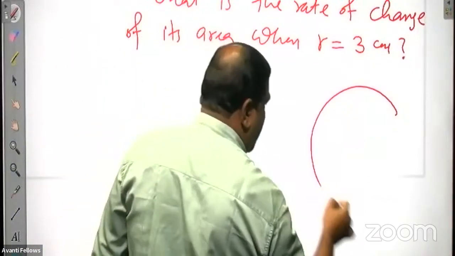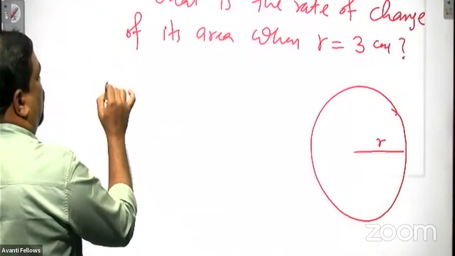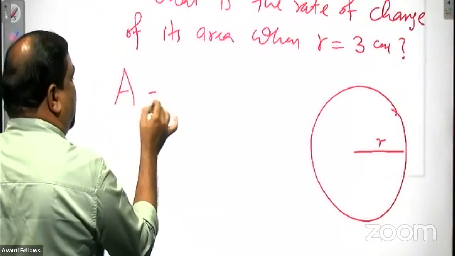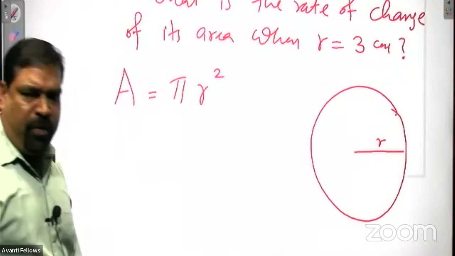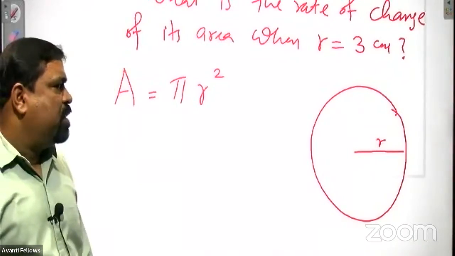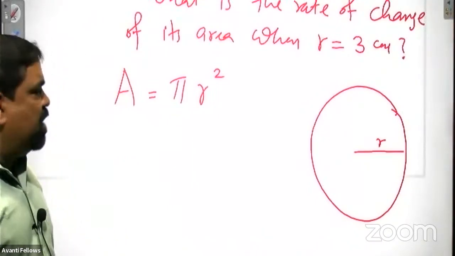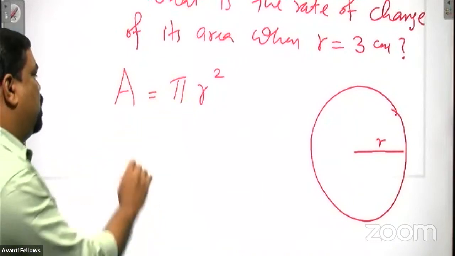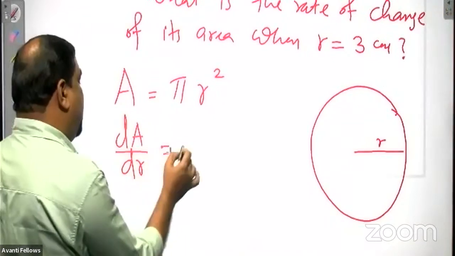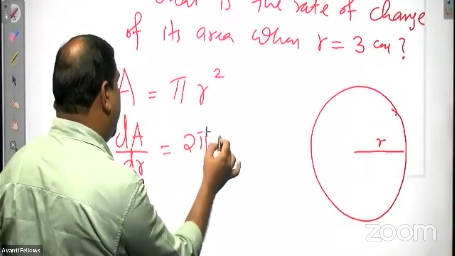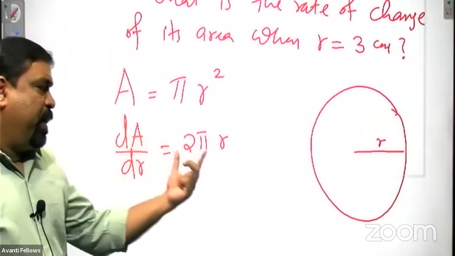So there is a variable circle. The radius is r. Let A be the area at any time. Then the area of the circle at any time will be equal to pi r square. We have to start like that. Let r be the radius and A be the area of the circle at any instant. Then the area is always equal to pi r square. If you differentiate, dA by dr is equal to pi into 2r, that is 2 pi r. So this is the formula for dA by dr.